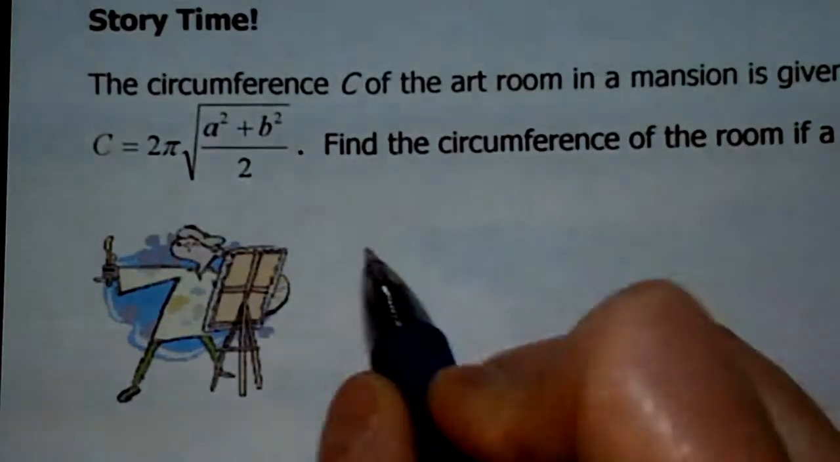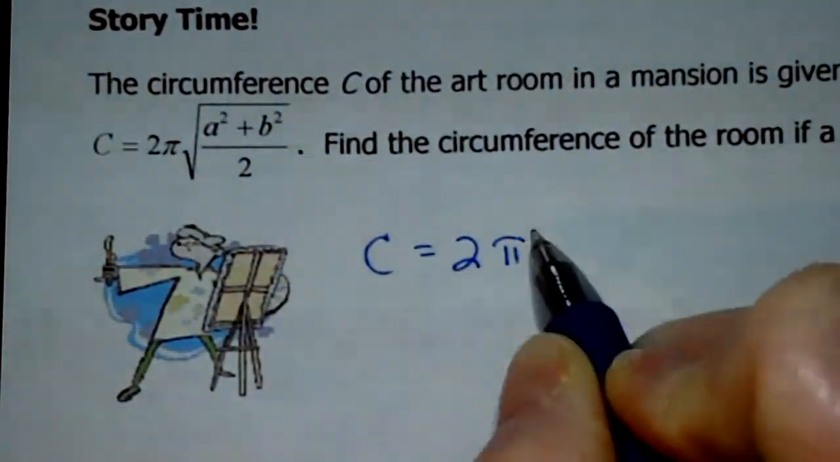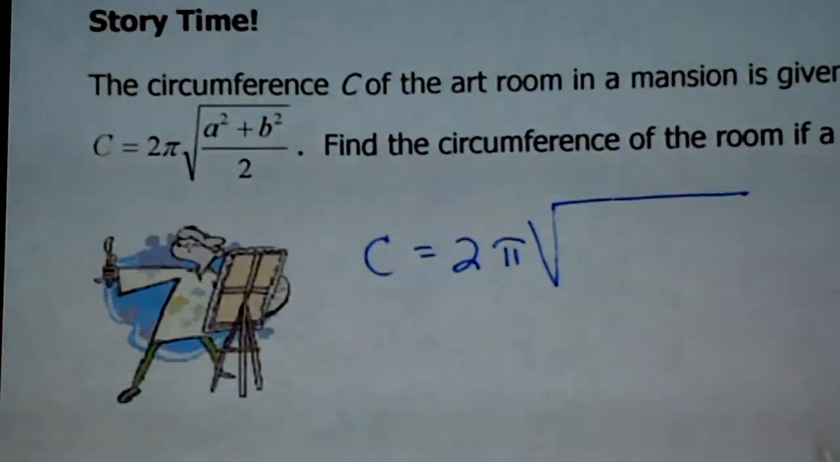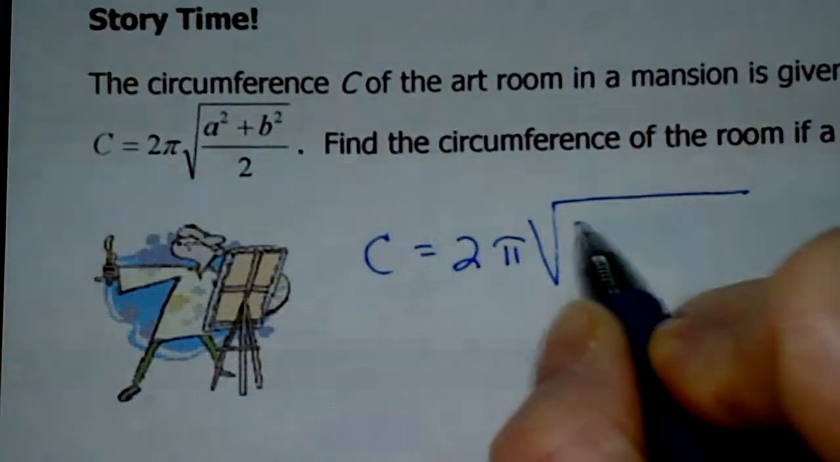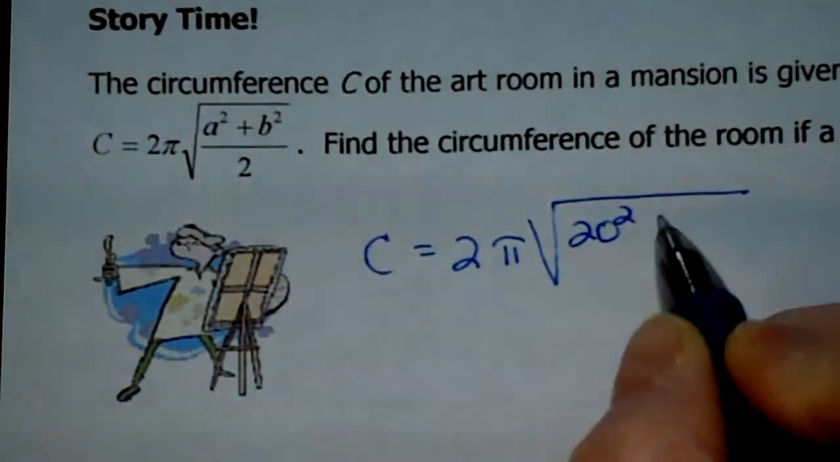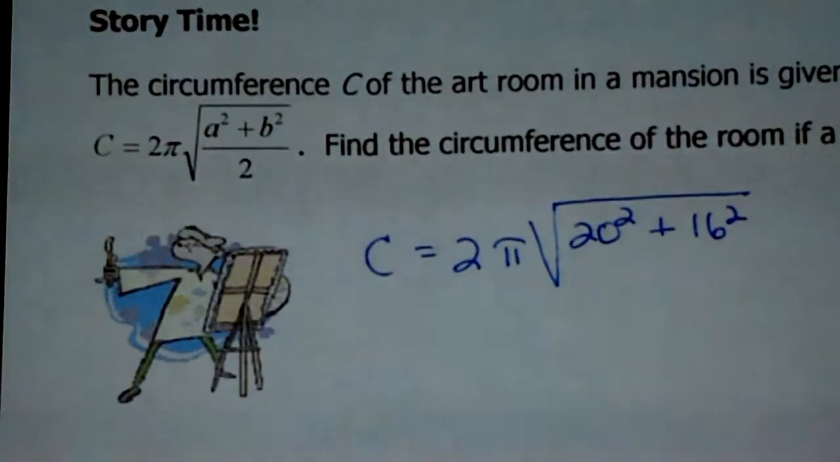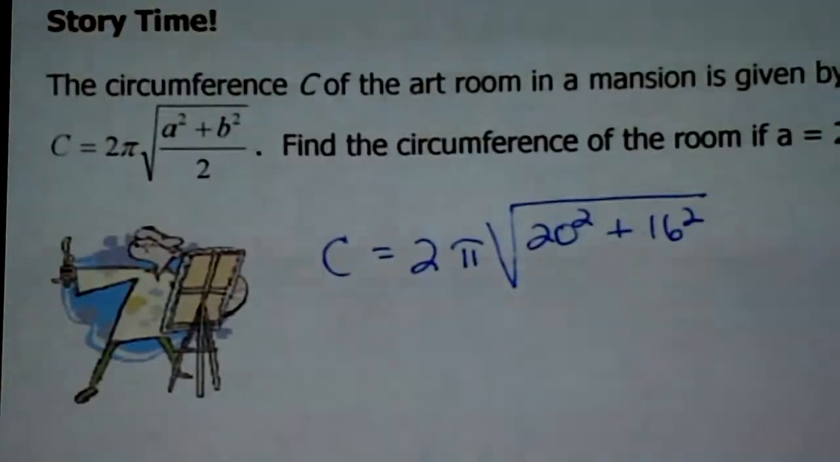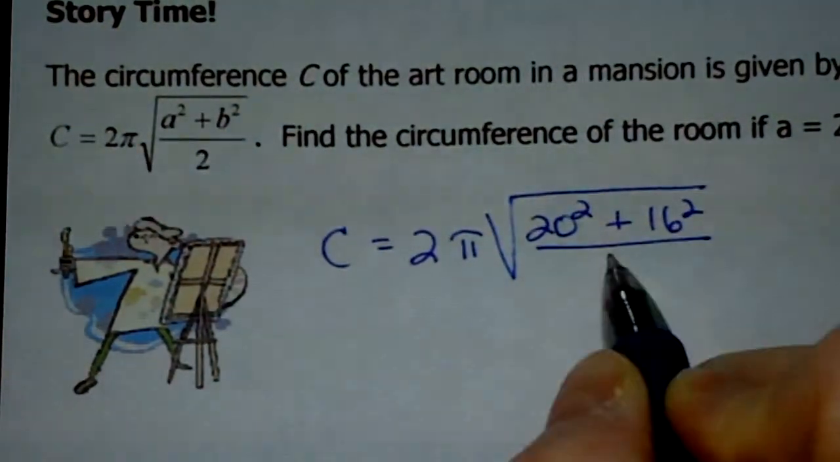Okay, so our goal is to find the circumference. And the circumference we know equals 2 times pi, and we have the square root of. Okay. It says that if A is 20, so I'm going to plug in 20 for the A, and B is 16. Do you see how I didn't put parentheses around those even though I'm squaring them? It's because they're not negative, so it doesn't really matter. And I'm supposed to divide that by 2.